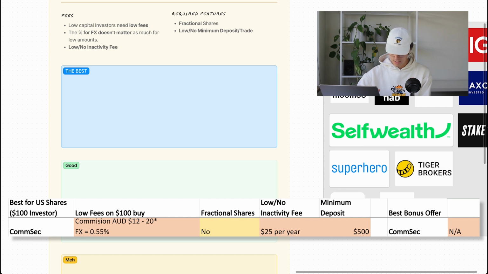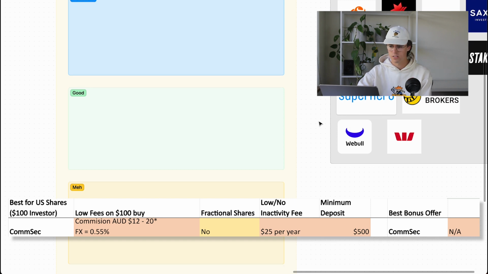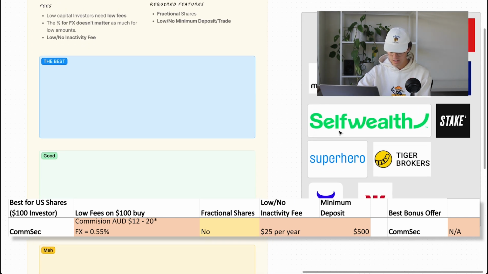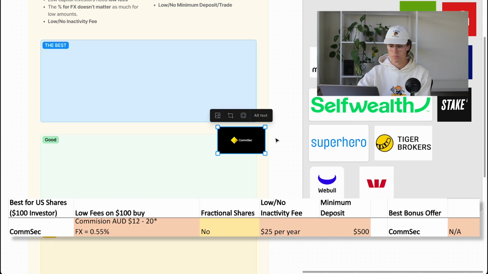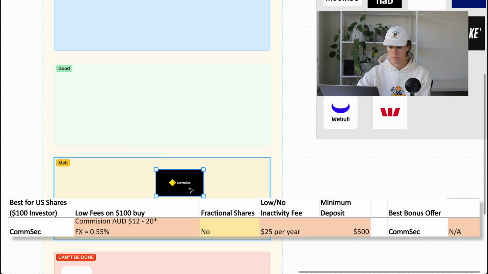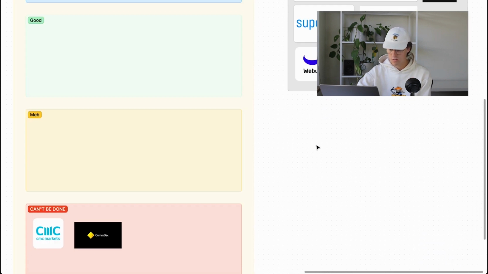So the next one is CommSec. Now CommSec is a bit gross as well. For a low-cost investing app, it's just not it. The minimum fees you're going to be spending on US shares is $12, all the way up to $20. They don't have any fractional shares. The inactivity fee is around $25 a year. But the big kicker, other than the massive commissions, is a low minimum deposit, which CommSec does not have. Its minimum deposit is $500. So at $100 a month, we'll be saving up for 5 months. So CommSec's in the can't be done category as well.